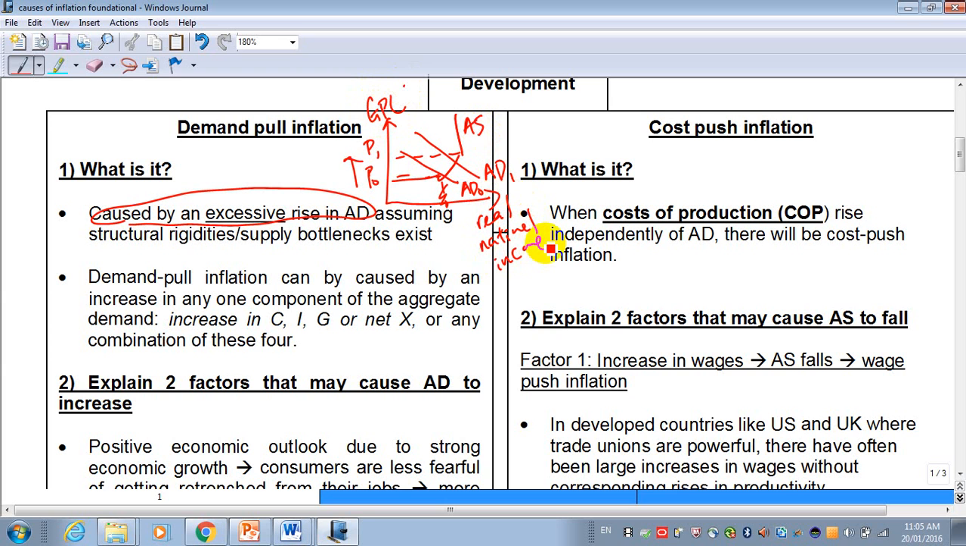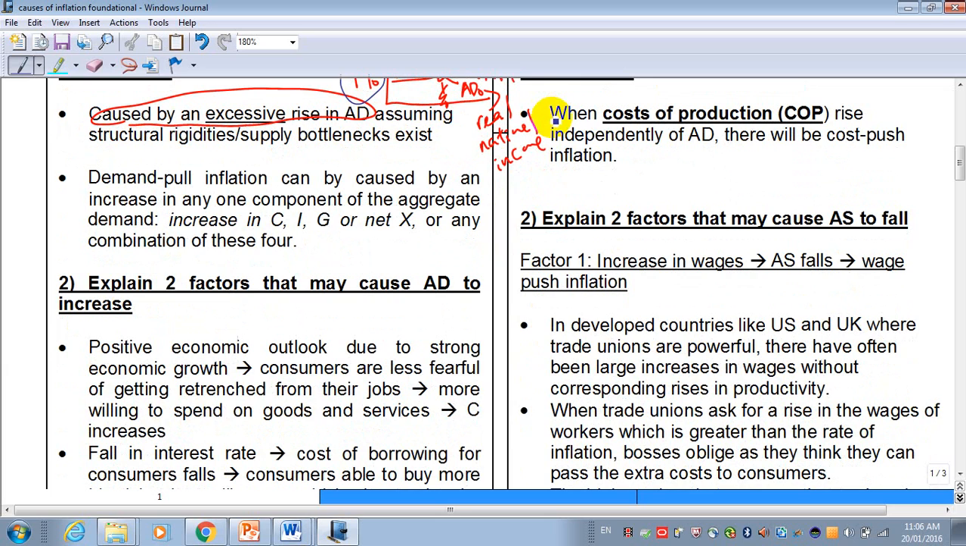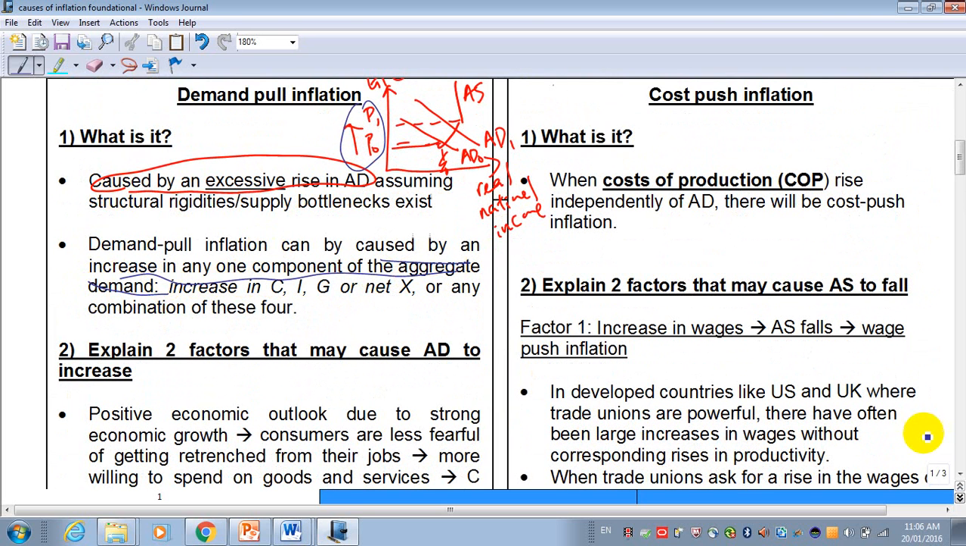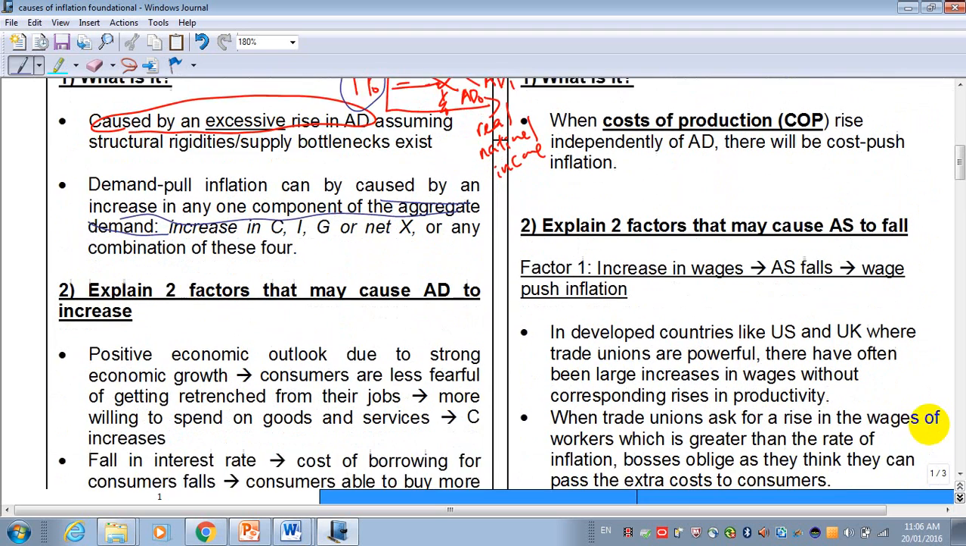And you can see that when AD increases from AD0 to AD1, okay, the GPL will increase from P0 to P1. The general price level actually increases, and that is what we call demand pull inflation, when it's caused by an excessive increase in AD. Alright? And the thing is that demand pull inflation can be caused by an increase in any component of AD. Okay? It can be because the C or I, G or X increased.